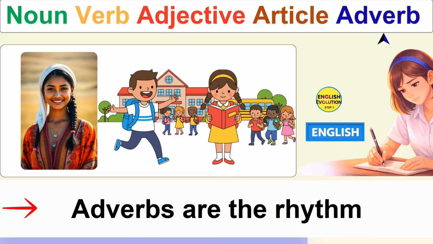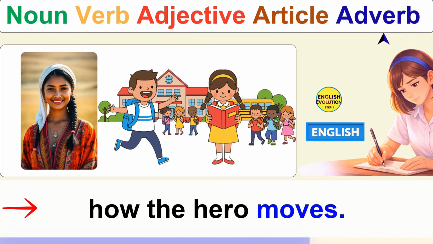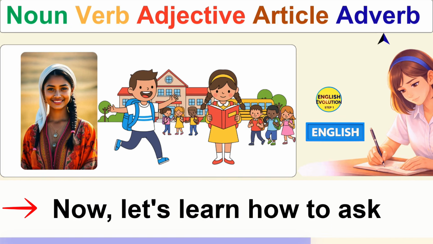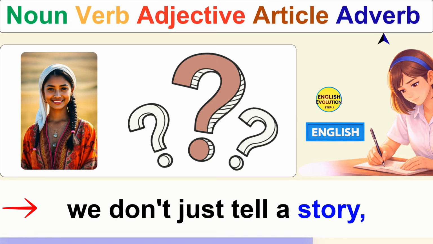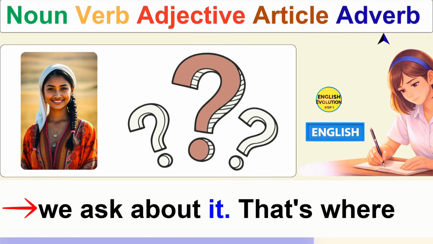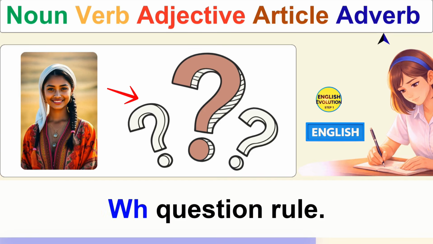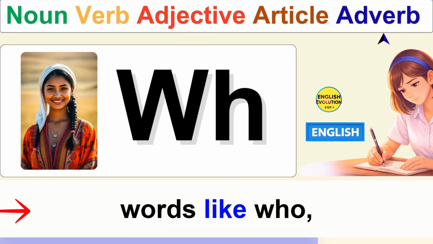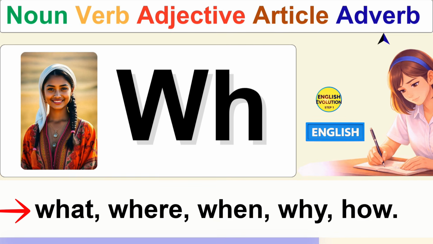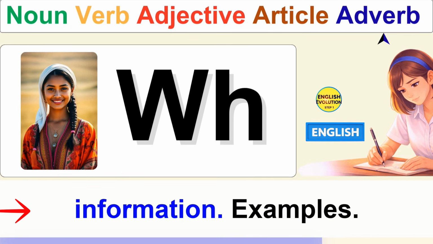Adverbs are the rhythm of the action. They tell us how the hero moves. Now, let's learn how to ask questions. Sometimes we don't just tell a story, we ask about it. That's where WH questions come in. WH question rule. WH questions begin with words like who, what, where, when, why, how. They help us ask for information.